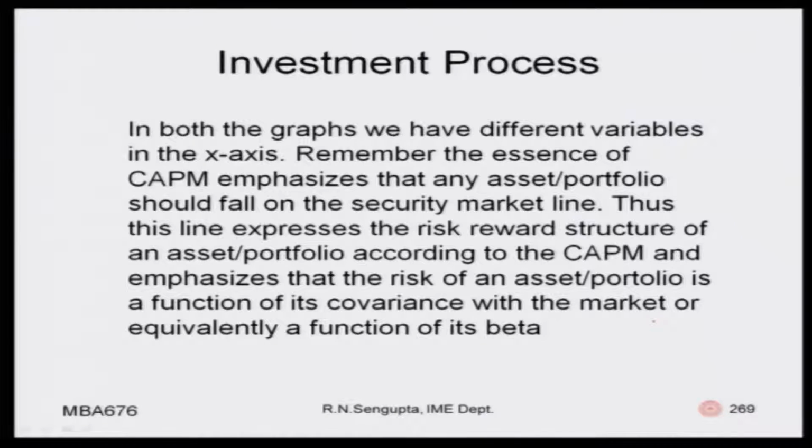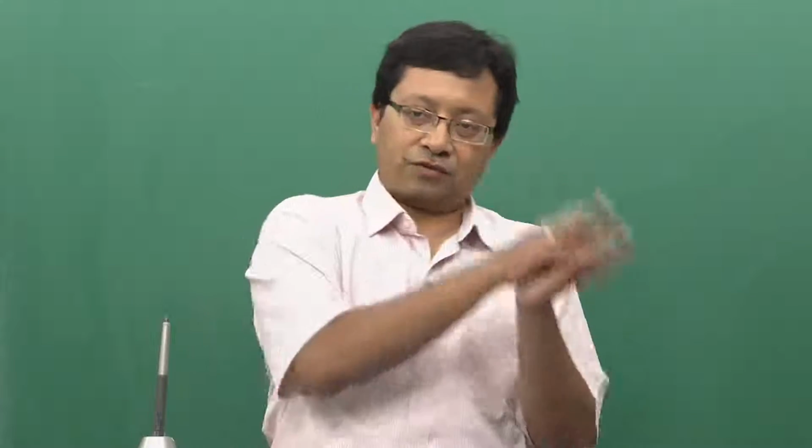Remember that the essence of CAPM emphasizes that any asset or any portfolio should fall on the security market line. Thus, this line expresses the risk-reward structure of a particular asset or a set of assets, which is the portfolio, according to the concept of CAPM, considering CAPM is true. It also emphasizes that the risk of an asset or portfolio is a function of the covariance with the market, or equivalently a function of beta. So, if you remember a few slides back, we discussed that the CAPM model is trying to replace the concept of risk using beta in place of standard deviation.